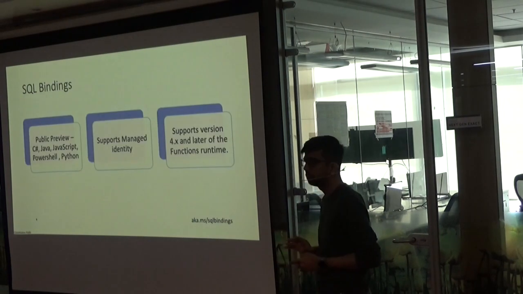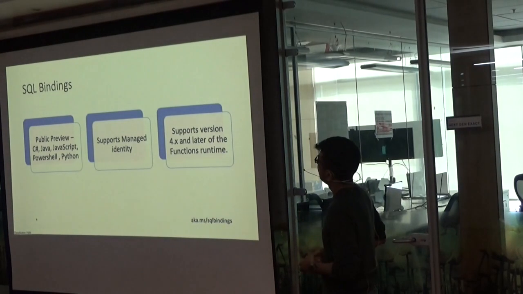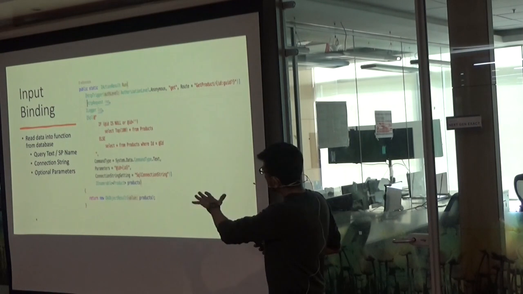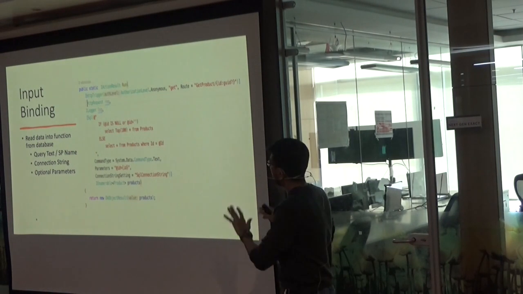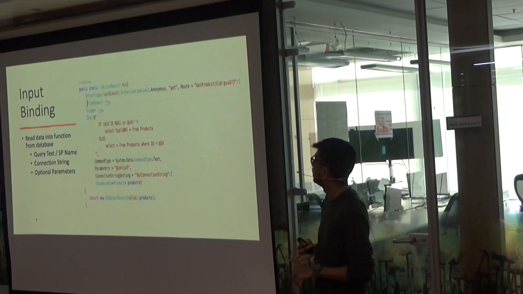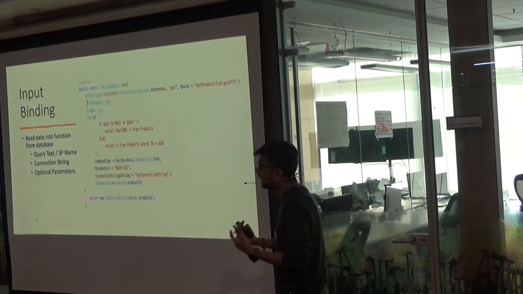Any questions so far? Please feel free to interrupt. Right, so I think we'll probably get into the demo quickly, but I just want to show what is an input binding and an output binding, and then we'll get into the demo of how we build the API from scratch.